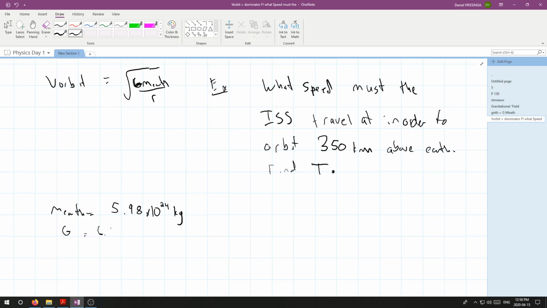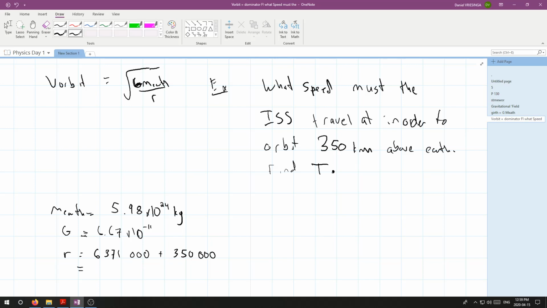G is equal to 6.67 times 10 to the minus 11. Still haven't figured out the units of that, but hopefully you guys can do that. It's not hard to do. And then the radius is going to be the radius of the Earth, which we already said was this big number, 6.4 million meters, plus an extra 350 kilometers, right? So that's actually going to make a difference to our new radius because we're now above the surface.